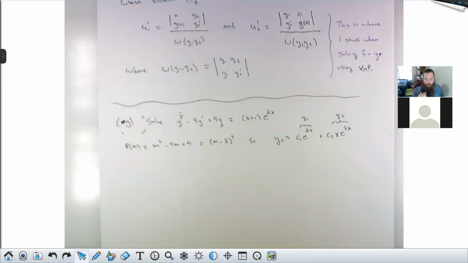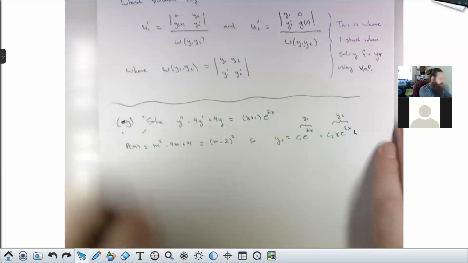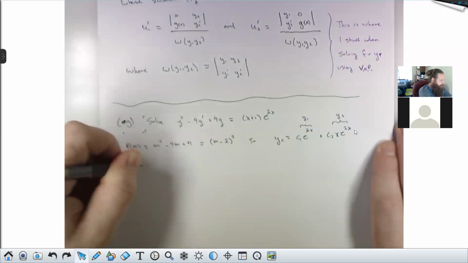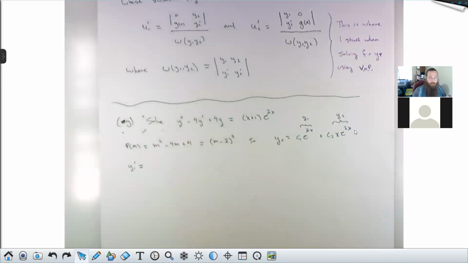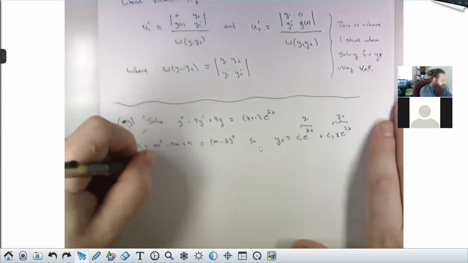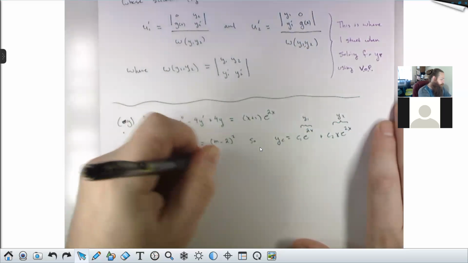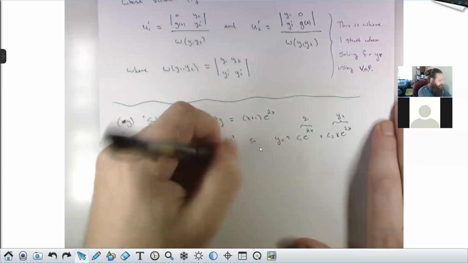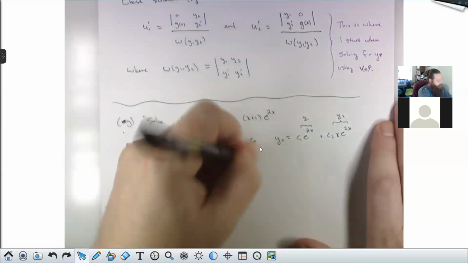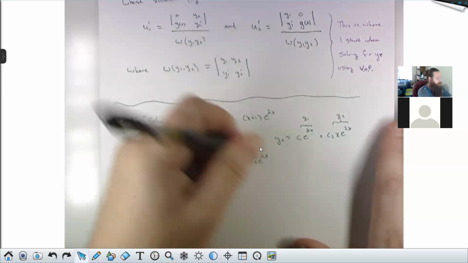Okay, so the associated homogeneous equation has been solved. We have our complementary solution. We know what y1 and y2 are. So what are we going to need to do now? We need to build up that Wronskian and the kind of Cramer's rule determinants here. So we need y1 prime and y2 prime. y1 prime, the derivative of e to the 2x is 2e to the 2x. y2 prime is the product rule derivative here, e to the 2x plus 2x e to the 2x.